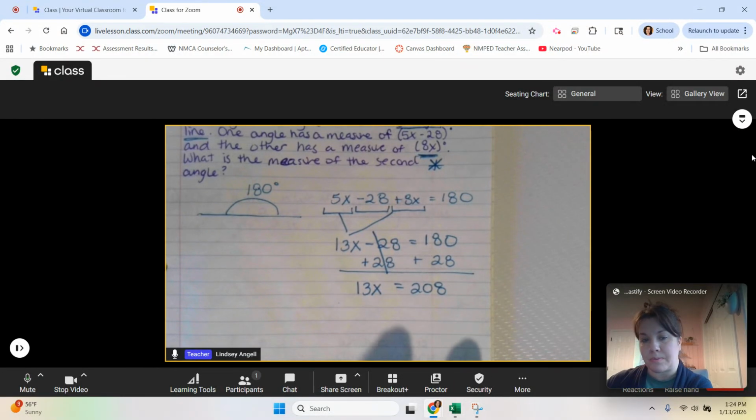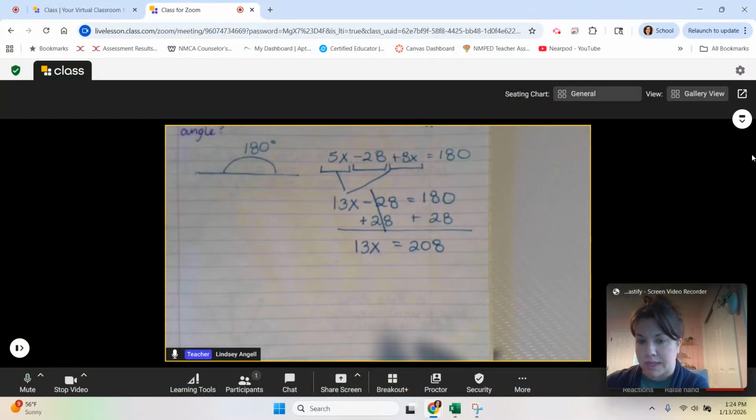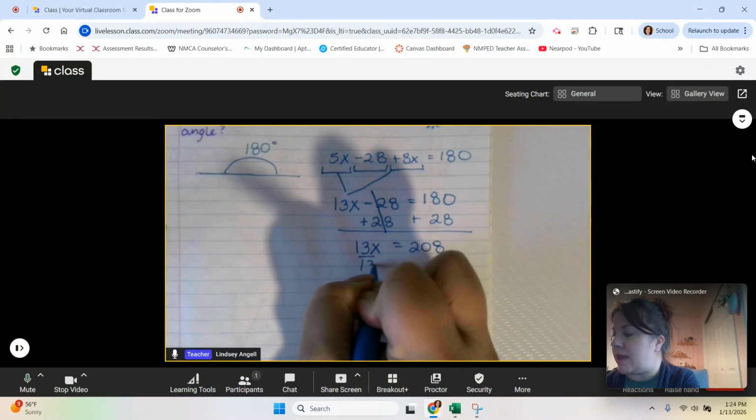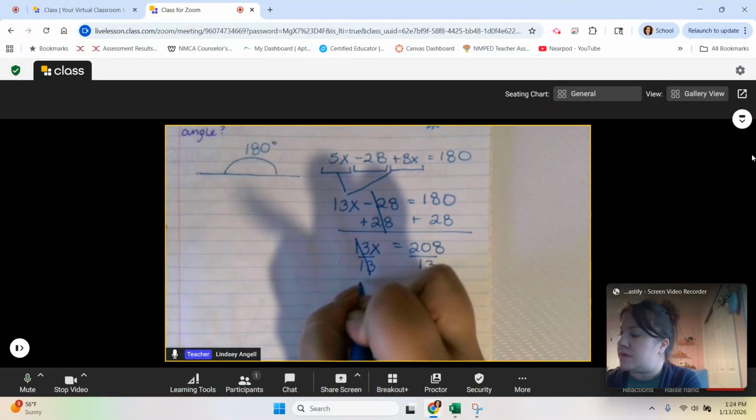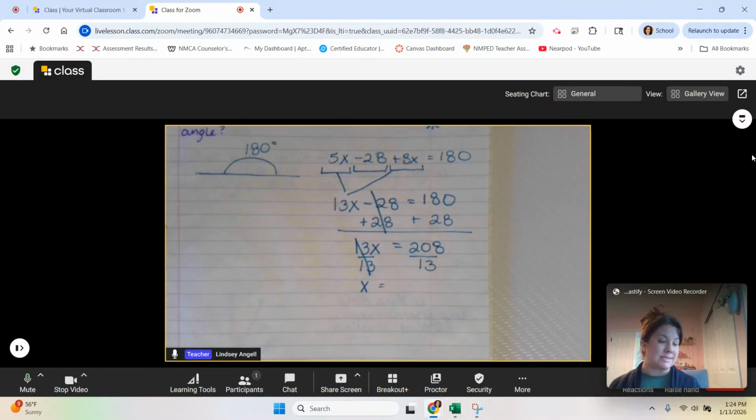208. Right now I'm multiplying by 13. To get rid of it, I'm going to divide by 13. Those will cancel. We're left with x.